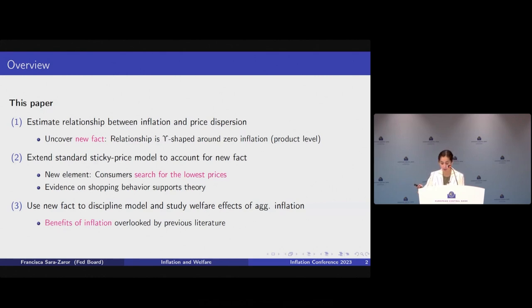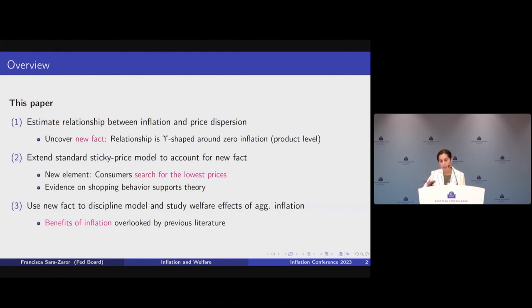Now, after trying out different off-the-shelf models, I find that these models that I addressed in the beginning of my presentation cannot account for this relationship. So I am going to take one of these models, in particular a menu cost model, and extend it to account for this relationship between price dispersion and inflation. To account for it, I am going to assume that consumers want to search for the lowest prices. This is the new element that I introduce in my model, and I am also going to provide supporting evidence on shopping behavior that gives us an additional reason to think about consumer search and inflation.